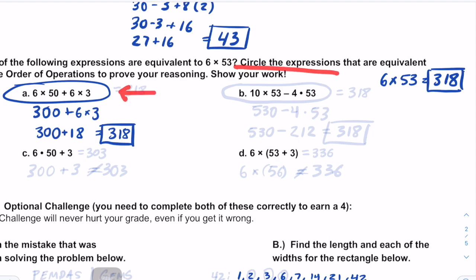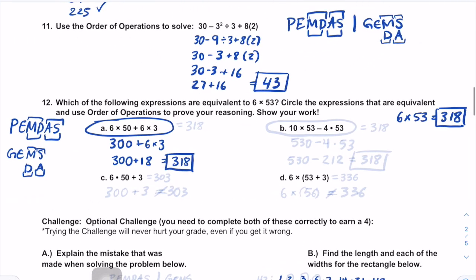I'll move on to letter B. Once again, I see two different operations. I see multiplication and subtraction. Even though the multiplication has two different symbols, we know that the X means to multiply, and a dot is also the same. It's the same representation. It's just telling us to multiply as well. So I know that multiplication comes before subtraction in both PEMDAS and GEMS.